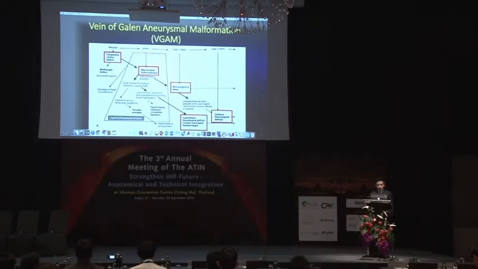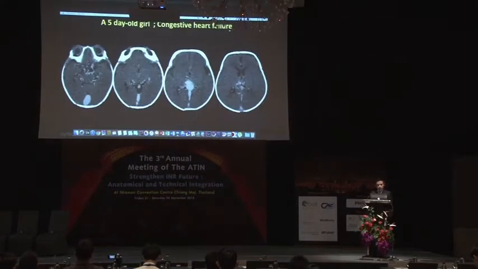So this diagram is from the Surgical Neuroangiography book. It's the same as the previous slide. It can occur in any age of patient.